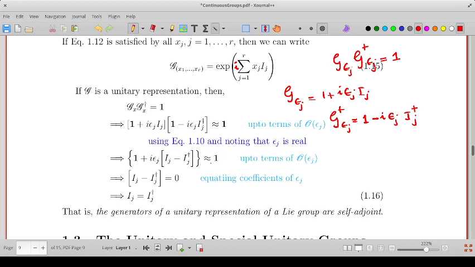And the right hand side should be equal to identity. That is true only if this is 0. So that means ij minus ij dagger should be equal to 0, or in other words, ij should be equal to ij dagger, which means the generators of a unitary representation of a Lie group are self-adjoint.